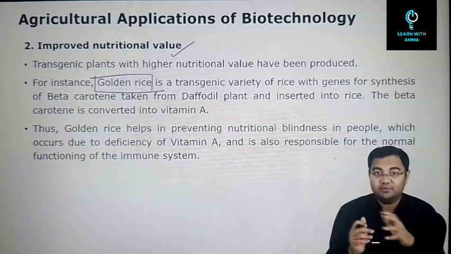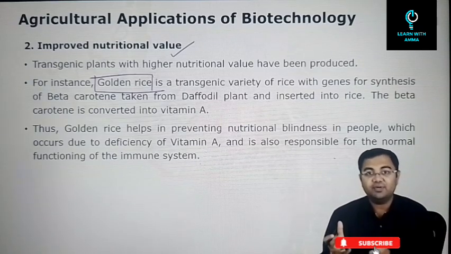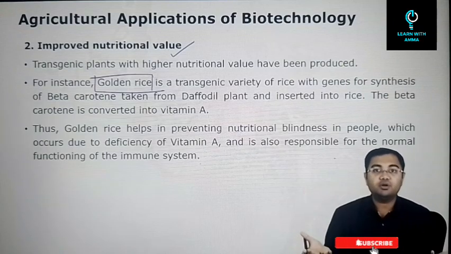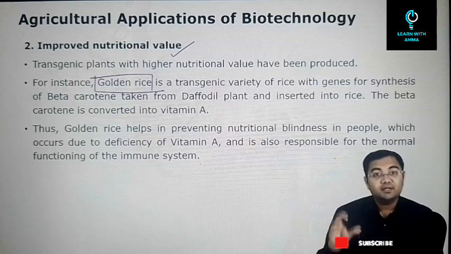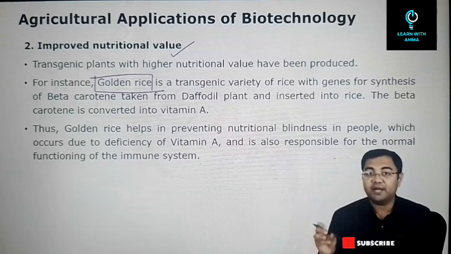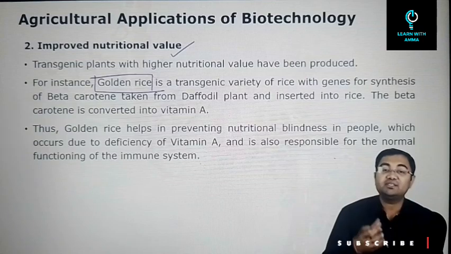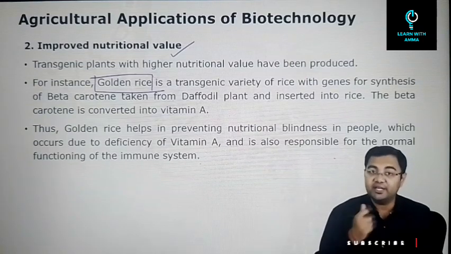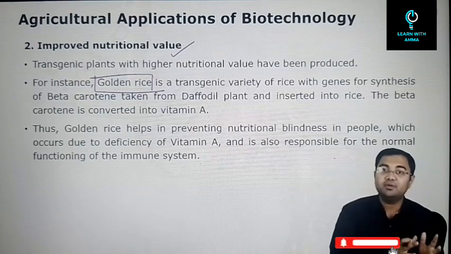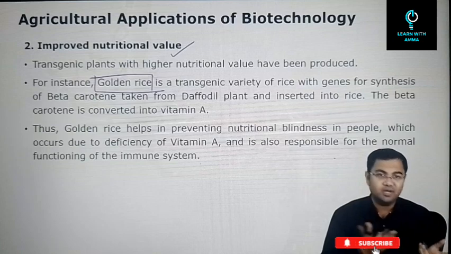So now just imagine, on one hand we are talking about rice, on the other hand we are talking about daffodil, two crops which have no relation whatsoever with one another. But still, the genes from the daffodil plant could be used in rice, and this beta carotene is the reason why this rice variant becomes kind of yellowish or golden in color, and thus the name golden rice. If beta carotene was not given, the rice would not be called golden rice.